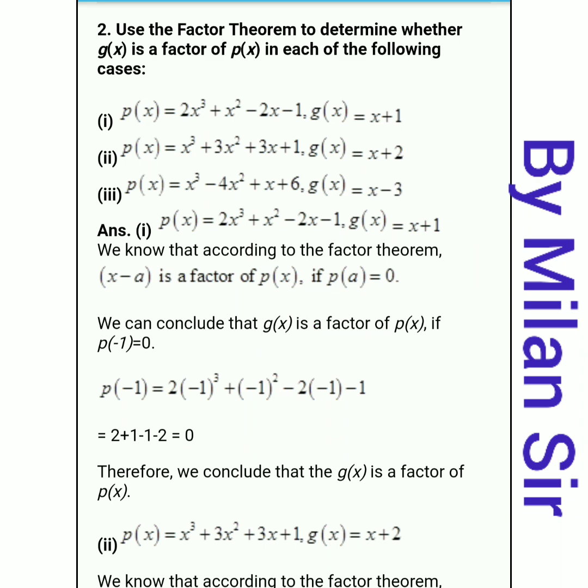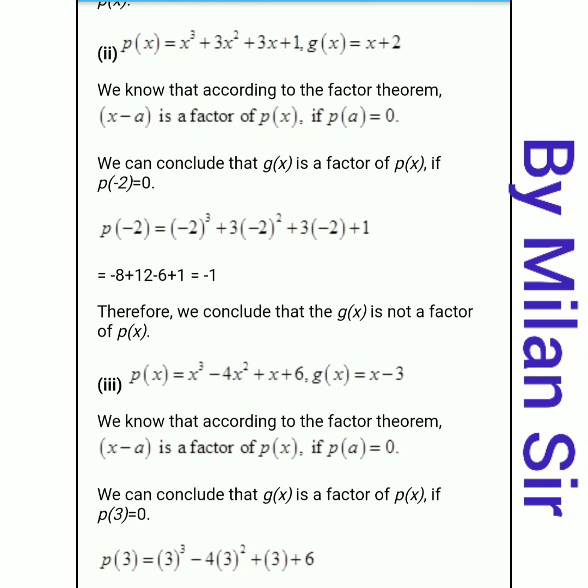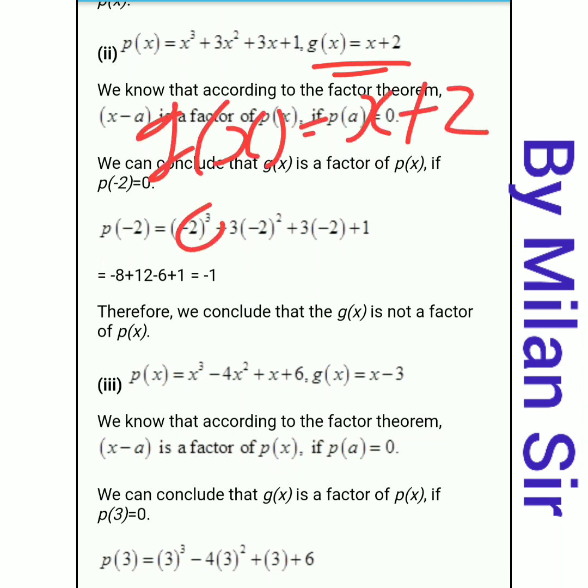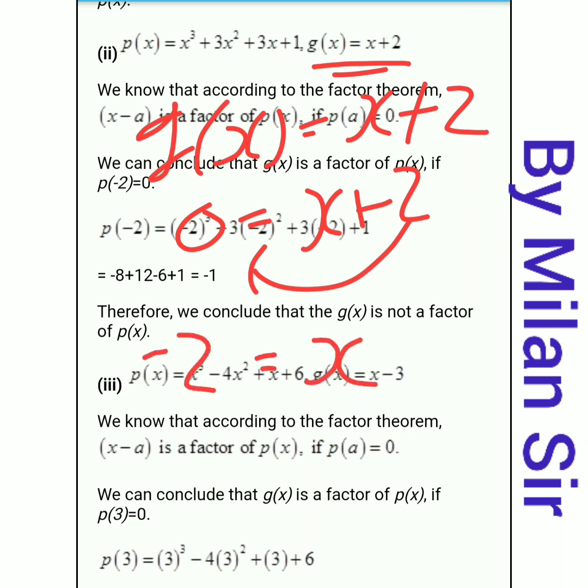Then the next case. Here our g of x is equal to x plus 2. So we need to take g of x equal to 0. So x plus 2 equals 0, transfer this plus 2 to the other side, it becomes minus 2, so x is equal to minus 2.